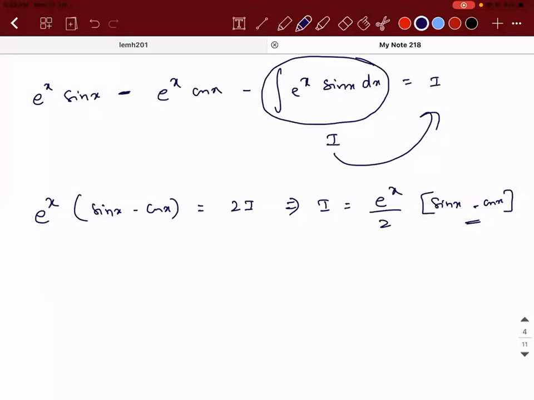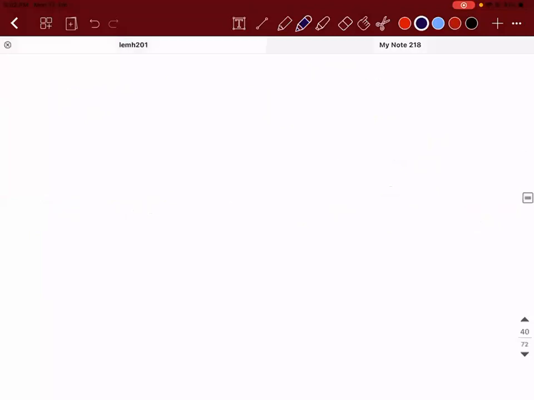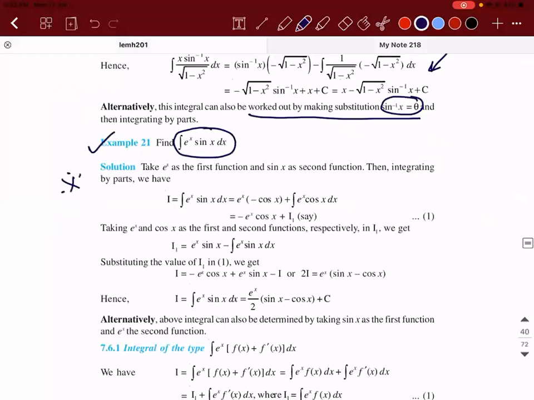Is it clear, guys? Yes. Yes, it's clear. So mark this problem as important.